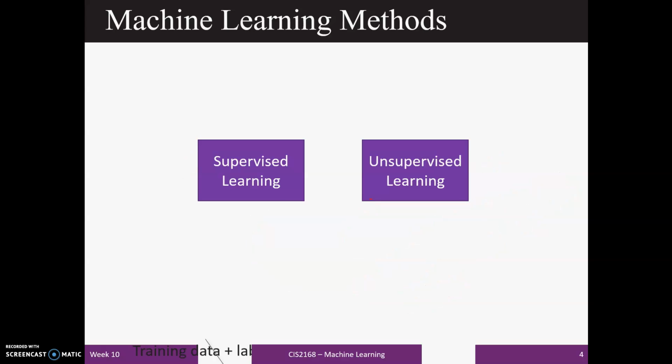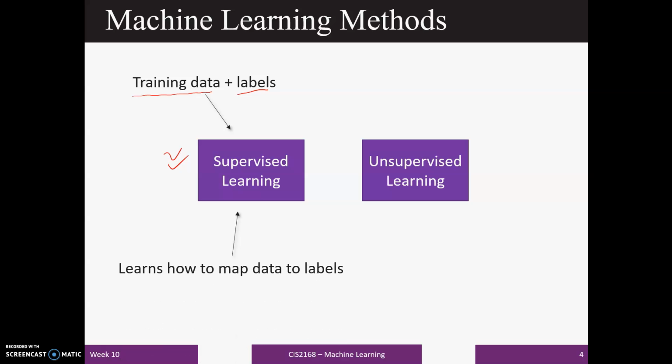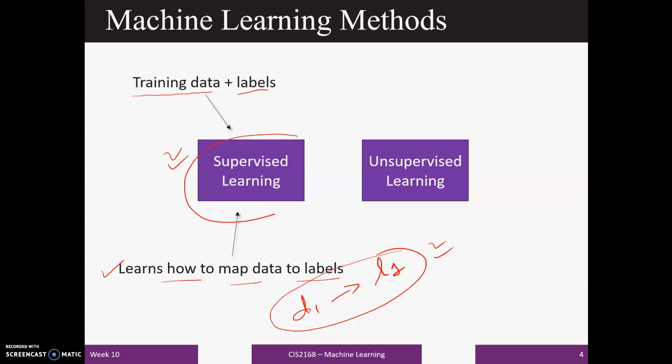The same thing is given here. If supervised, you have training data with labels. And what will the supervised machine learning technique do? It will learn how to map data to labels. So if D1 is your data and it will be mapped to label L1, how this is mapped, this type of information you can get by applying supervised machine learning techniques.